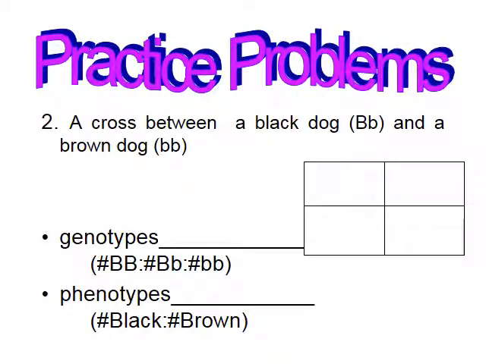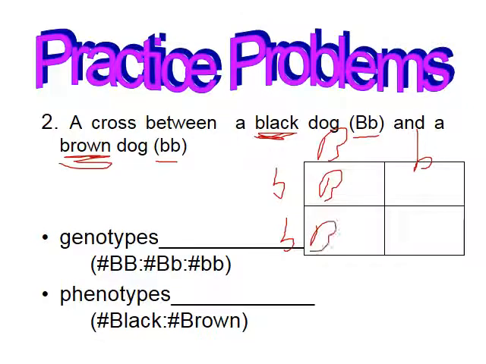Alright, so another example between a black dog that is heterozygous and a brown dog that is homozygous. So black must be dominant, brown must be recessive. So we fill them out again. Big B, little b, little b, little b. Fill them down, fill them down, fill them across, fill them across.